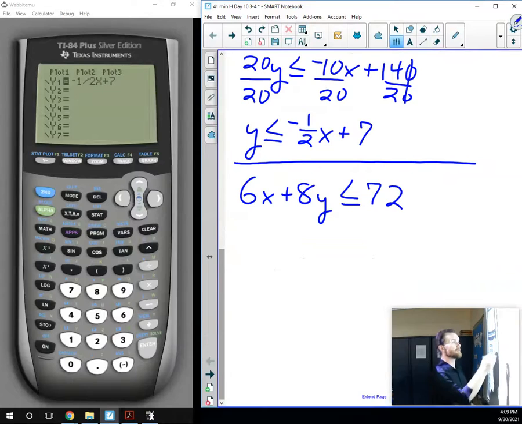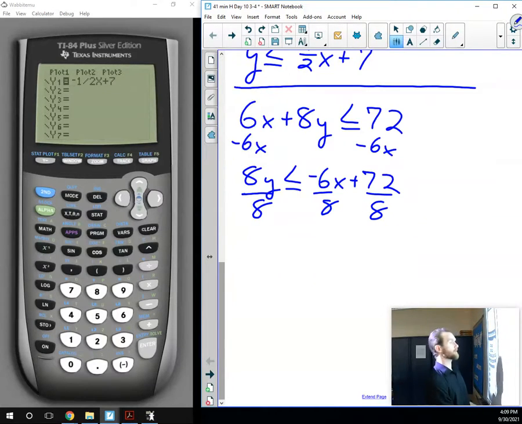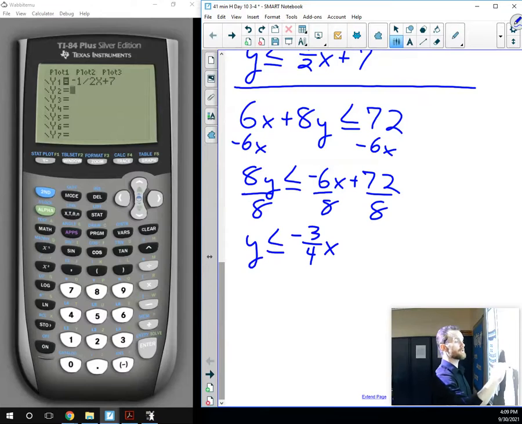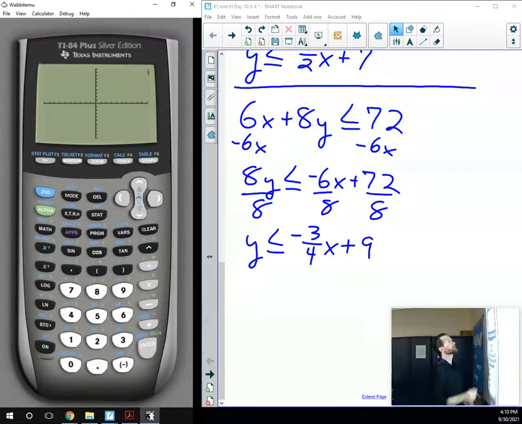Now we're just getting y by itself. So we take away 6x. We get 8y is less than or equal to negative 6x plus 72. Divide everything by 8. That comes out to y is less than or equal to negative, divide both of those by 2, and get 3/4 x plus 9. 72 divided by 8, yeah, that's 9. Now let's plug it in. So it becomes negative 3 over 4 x plus 9. And then we hit our graph button.